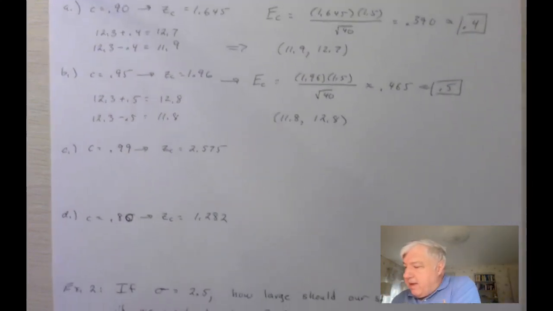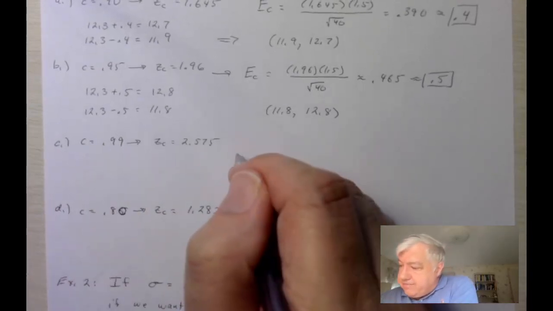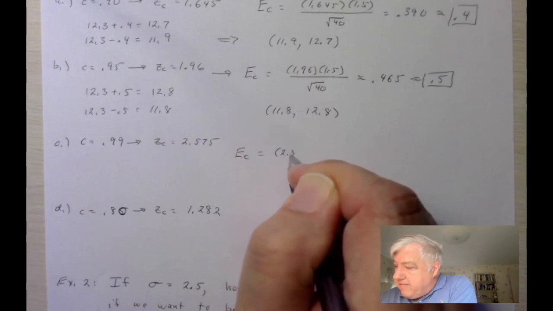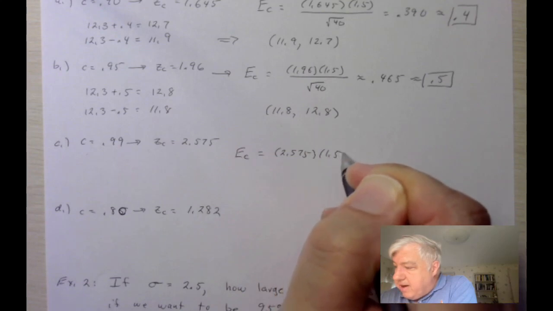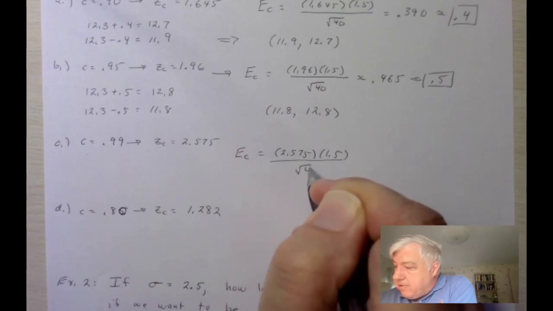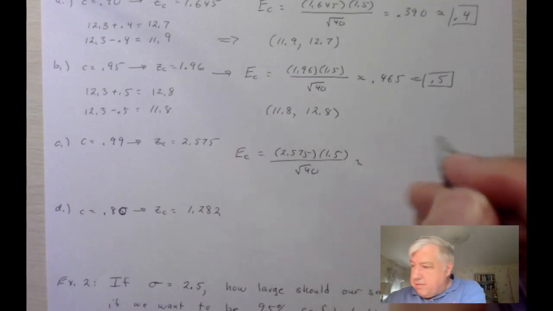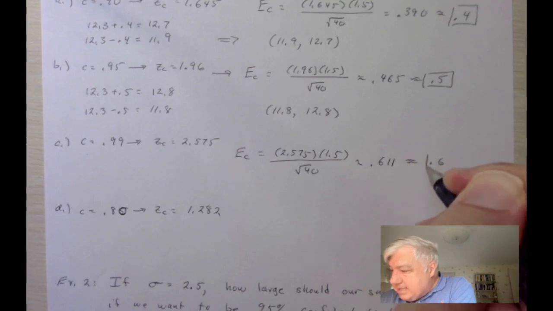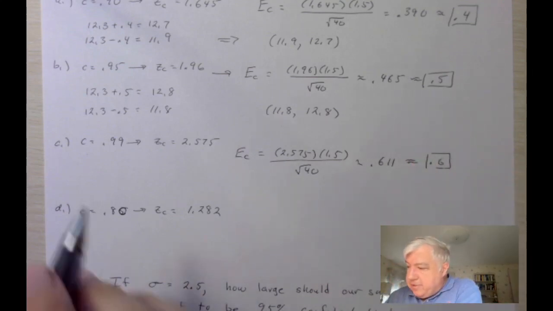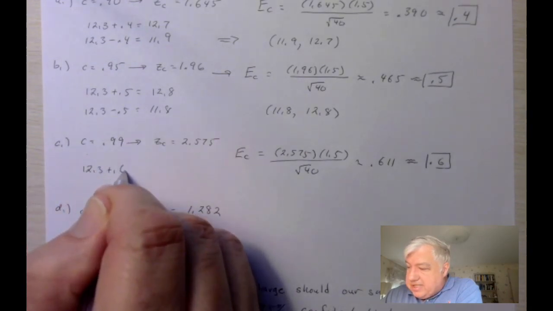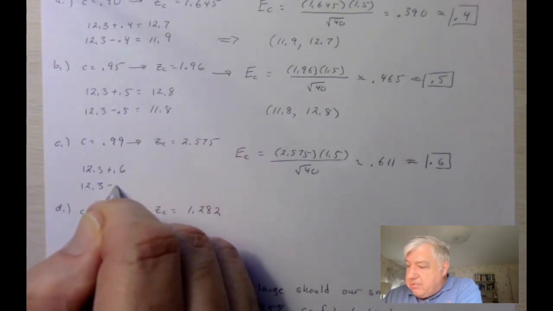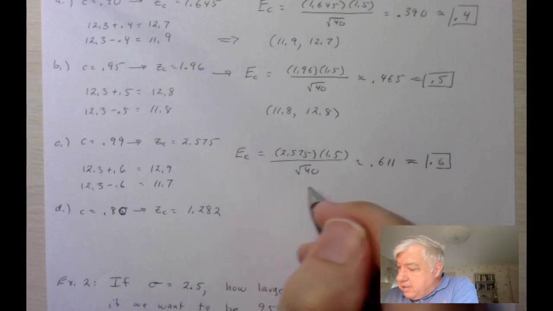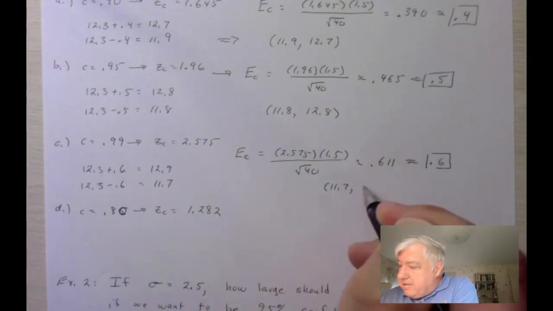Okay. And then if we use c with 0.99, E is going to be 2.575 times 1.5 divided by the square root of 40, and this is approximately 0.611. We can round to say this is approximately 0.6. So that's our margin of error. Again, we take 12.3 plus 0.6, 12.3 minus 0.6. This is 12.9. This is 11.7. So our interval would be 11.7 to 12.9.